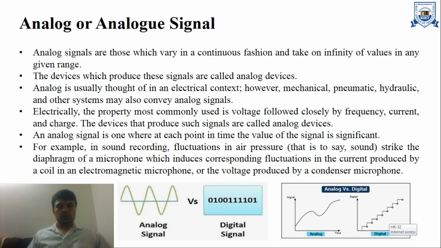For example, in a sound recording, the fluctuations in air pressure strike the diaphragm of the microphone, which introduces corresponding fluctuations in the current produced by a coil in an electromagnetic microphone, or the voltage produced by the condenser of the microphone. Here is the example of analog signal, and this is the digital signal. It is continuous, and this signal is in the form of 0 1. And another example, analog signal, and this step signal is digital signal.